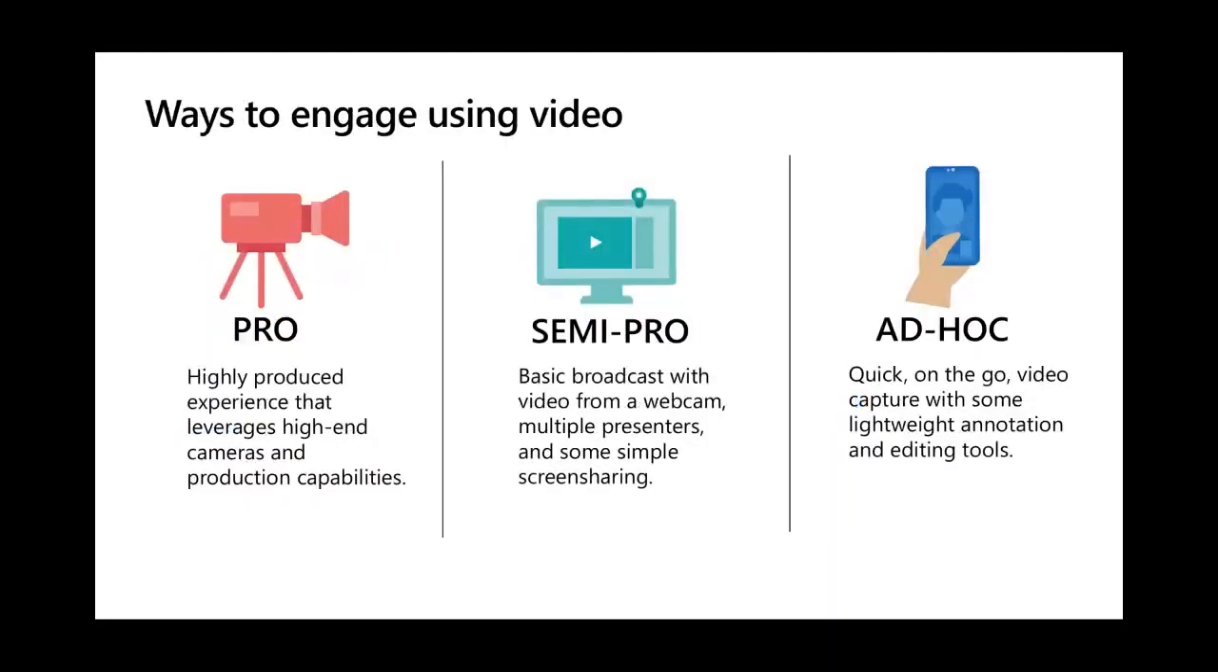In Yammer, we have a couple of ways to engage using video. We have the whole professional, studio-produced experience. You've probably seen that with some of the events you run at your organization. We run our CEO town hall using this format. We now have the semi-pro webinar style broadcast using your webcam. You can have multiple presenters and some simple screen sharing. And then we have the ad hoc, quick on-the-go video capture, which gives you some annotation and editing tools. We're going to talk about when each of these works and when you should use each of these styles. Next slide.